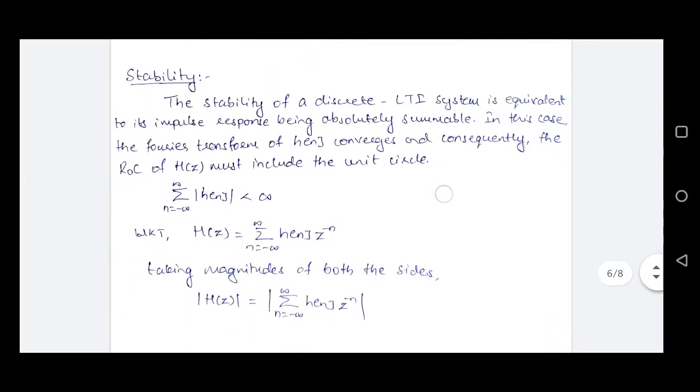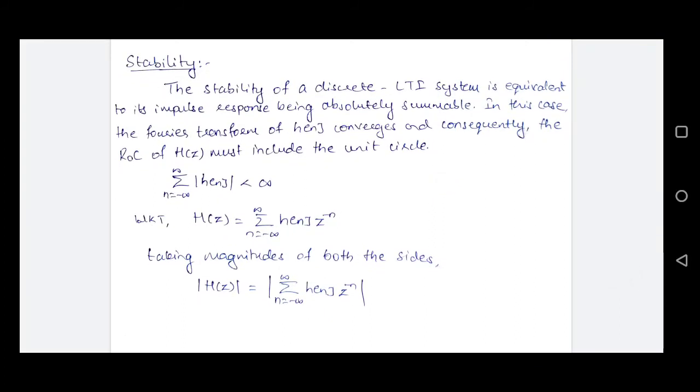The second property we'll be studying is stability. Stability of a discrete linear time invariant system is equivalent to its impulse response being absolutely summable. That is the only condition on stability here. If the impulse response is absolutely summable, then the discrete linear time invariant system will be stable. In this case, the Fourier transform of the impulse response h of n converges, and consequently the region of convergence of the system function must include the unit circle.